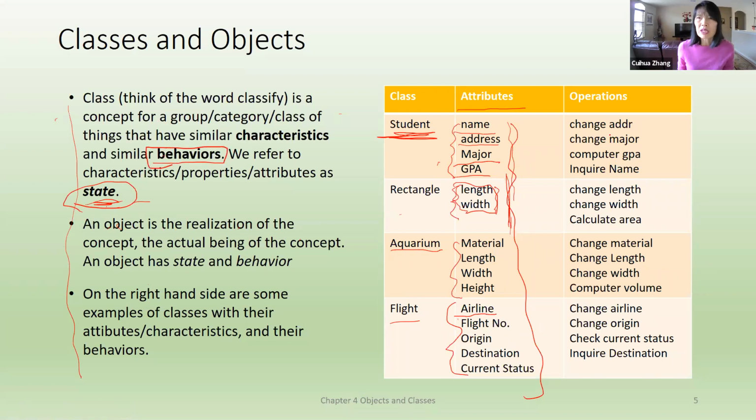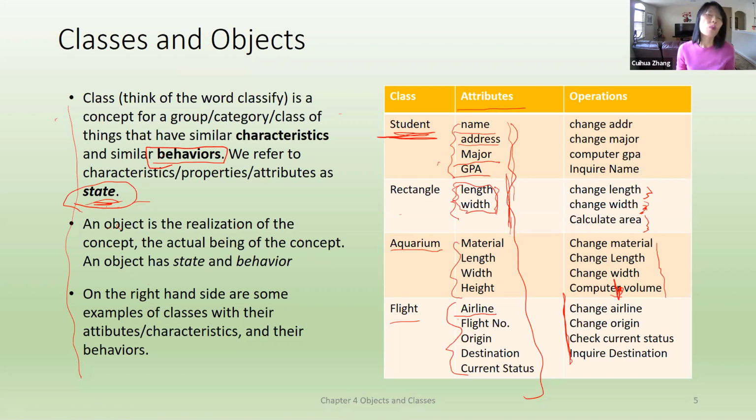Okay. So for a rectangle, what can you do? You can change the length. You can change the width. You can calculate the area. With an aquarium, you can change all these. Compute the volume. And for a flight, you can change all that. So that's the behavior.